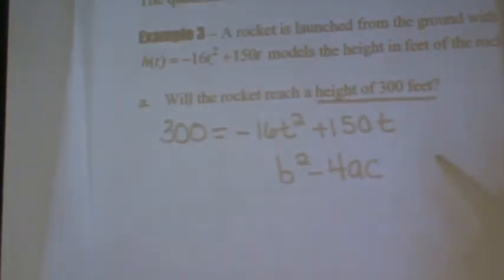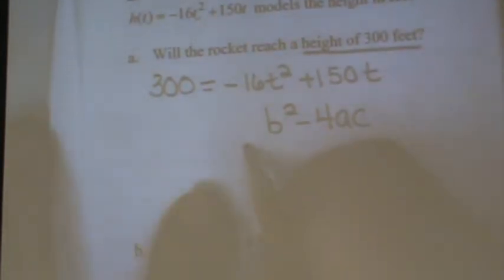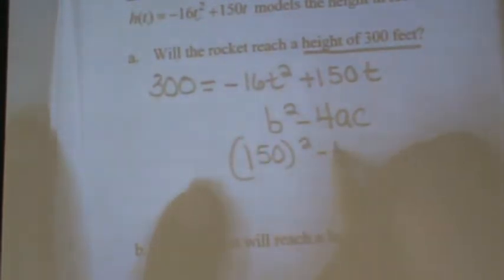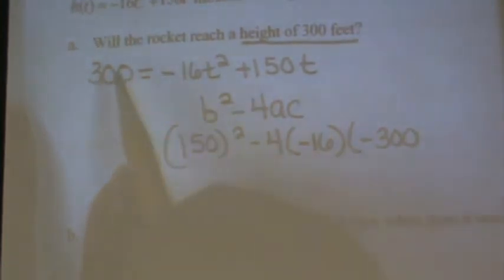If that number comes out to be positive, then yeah, it will. So let's do it. What is the B value? Negative 150. Minus 4, what's the A value? 15. And what's the C value? Negative 300. You have to get this over to the other side.